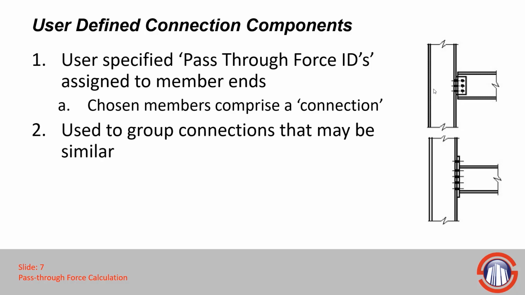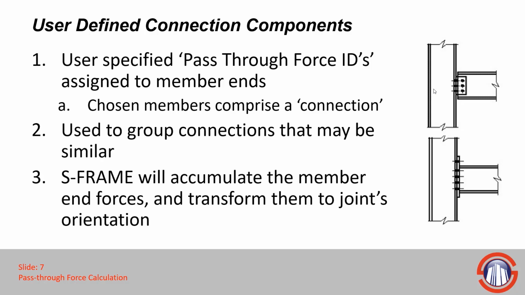So again, these are used to group connections that may be similar, and SRAM will be able to accumulate the member end forces and transform them to the joint's orientation. So if you have a rotated column, that won't necessarily mean that you have to have all those forces in the global X, Y, and Z axis. They can be in whatever orientation you like.